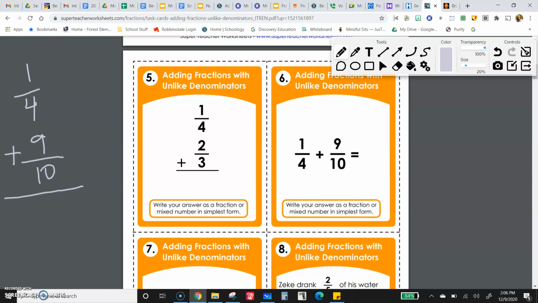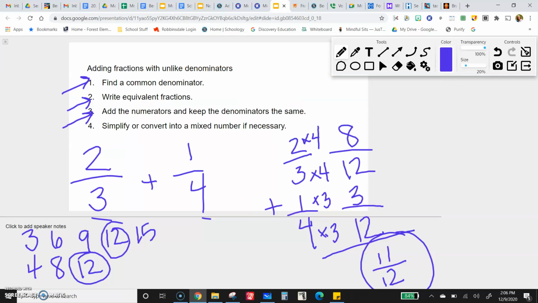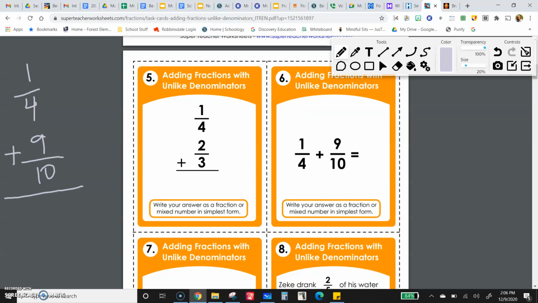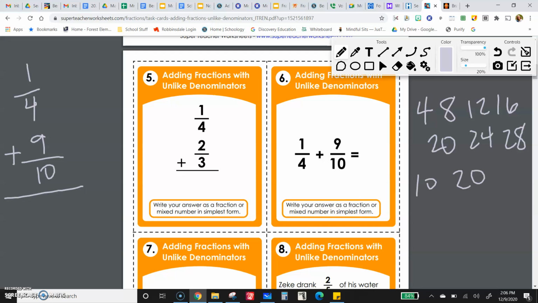So think, okay, what's our first step? Write equivalent fractions, or find a common denominator. So I have 4 and 10. So let's write out some multiples. 4, 8, 12, 16, 20, 24, 28, and then 10, 20. 20 is in both lists, so I know I can use 20 as my common denominator.